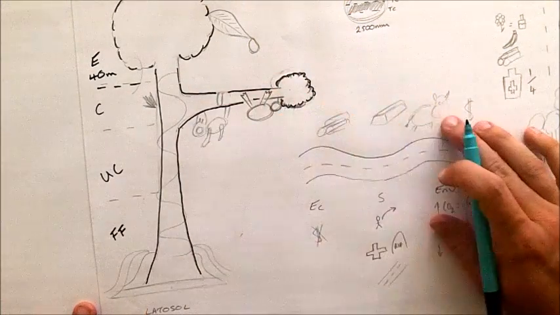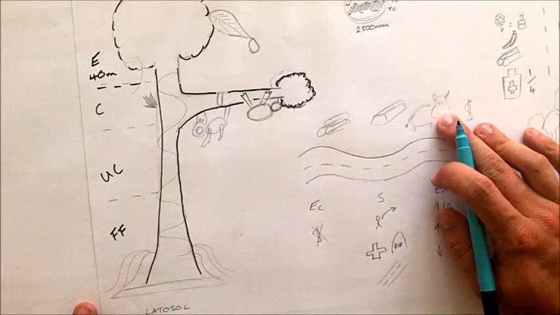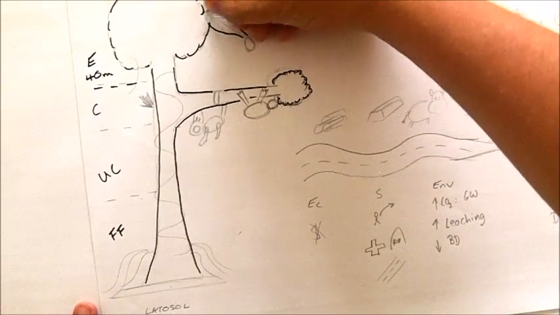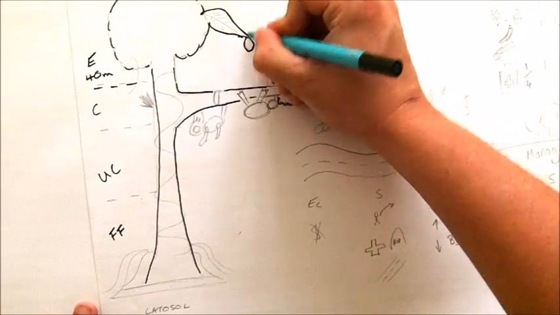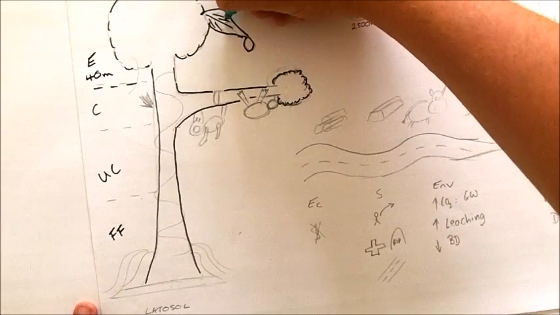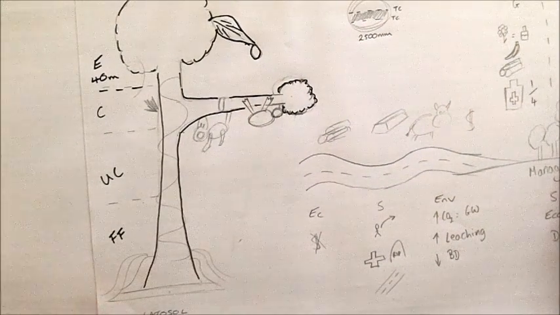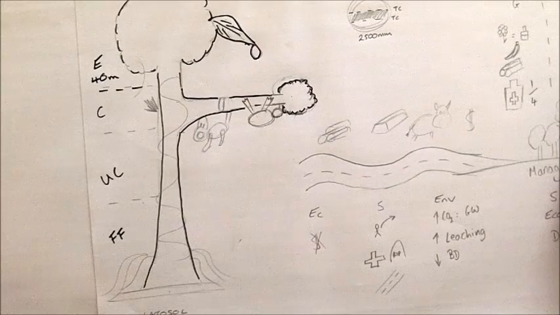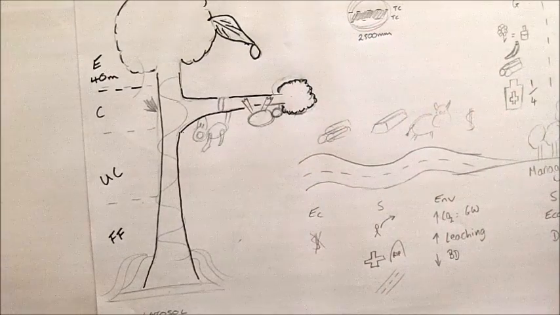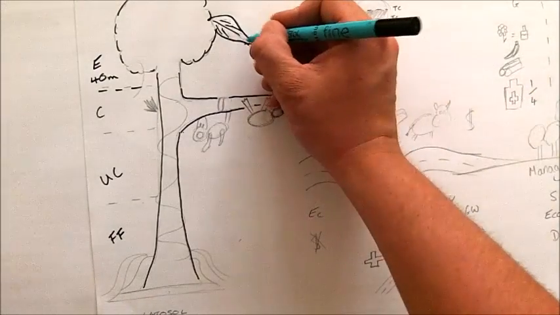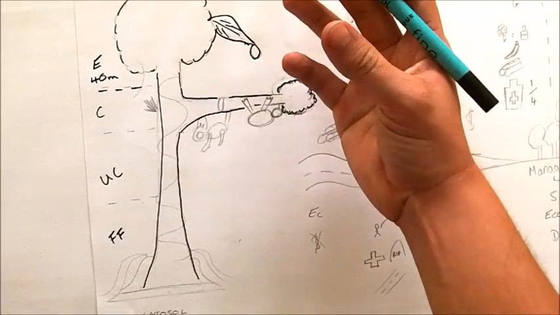Now, the other major adaptation is something that we call a drip tip leaf. Now, as we know, rainfall is incredibly high in the tropical rainforest. We're looking at roughly around 2,500 millimeters of rainfall a year. What the rainforest vegetation does is it has this drip tip designed to its leaves that allows water to run off of the leaves. This is really important.